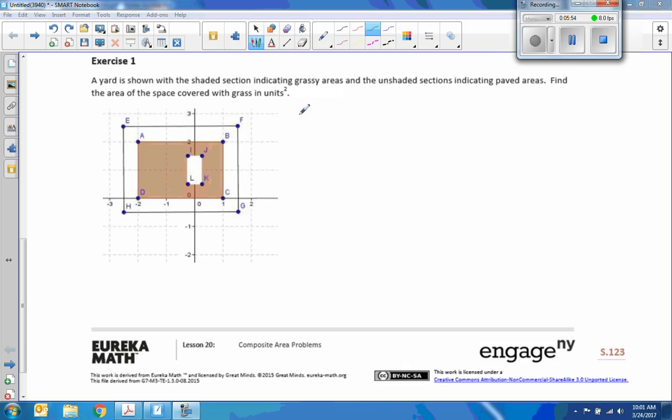So the area of a rectangle equals length times width.